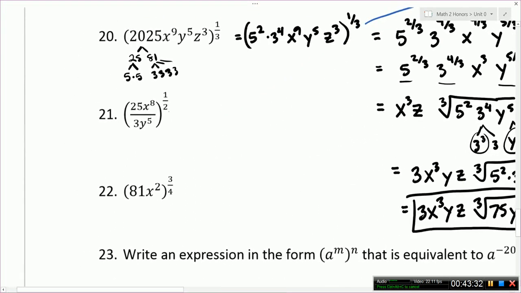So everything's raised to the 1/2 power. Remember, 1/2 power means the square root, so that may be helpful as well. Either way, we can think of it as a square root or as a 1/2 power. I'm going to think of it as a square root. So this is equivalent to the square root of 25 x to the 8 over 3y to the 5th. And then I'm going to split them up. So we have the square root of 25 x to the 8 over the square root of 3 y to the 5th.